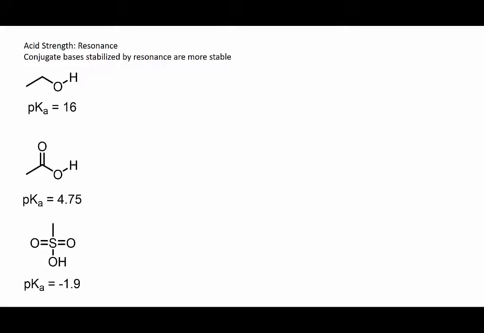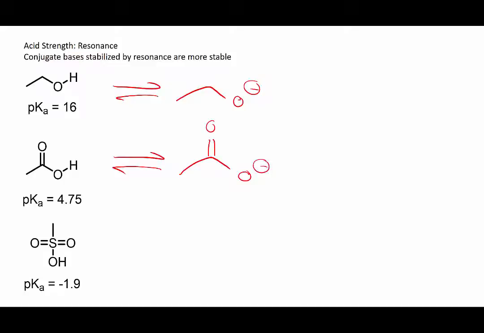After looking at the identity of the atom itself, we should also look at resonance. Conjugate bases that are stabilized by resonance are always going to be more stable. So, if we take ethanol, we get ethoxide, O-. There's no way to stabilize that negative charge, other than the fact that oxygen is electronegative. When we take acetic acid, however, you should recognize that acetic acid has resonance.